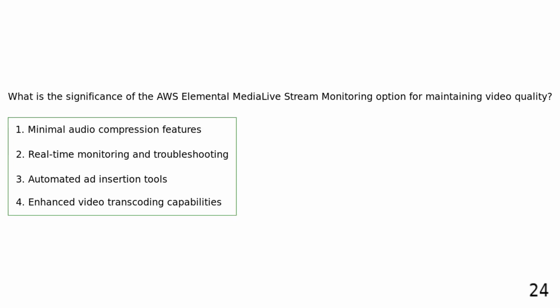What is the significance of the AWS Elemental MediaLive stream monitoring option for maintaining video quality? Minimal audio compression features. Real-time monitoring and troubleshooting. Automated ad insertion tools. Enhanced video transcoding capabilities.